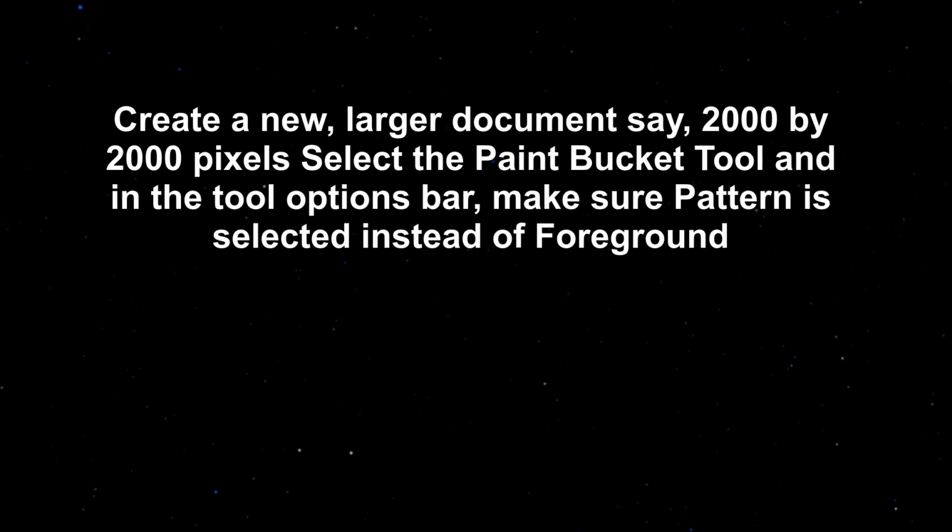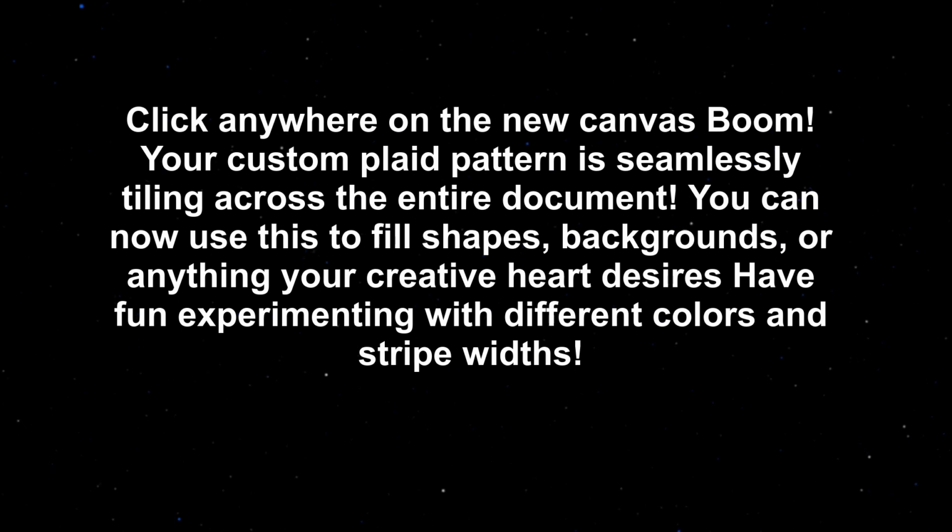Select the paint bucket tool, and in the tool options bar, make sure pattern is selected instead of foreground. Click anywhere on the new canvas. Boom, your custom plaid pattern is seamlessly tiling across the entire document. You can now use this to fill shapes, backgrounds, or anything your creative heart desires. Have fun experimenting with different colors and stripe widths.